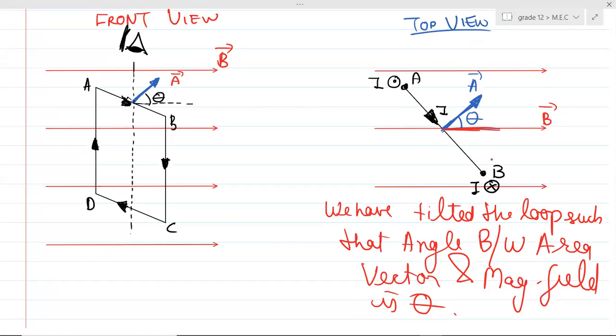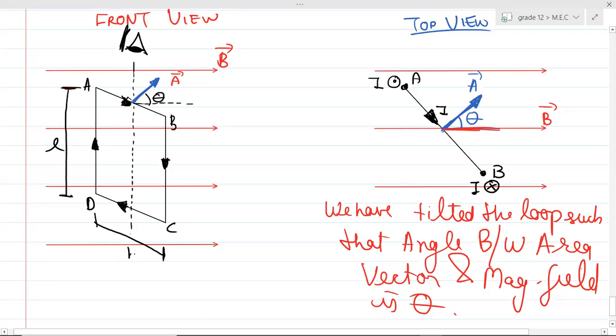Guys, please can you tell me, what is the length of this? Hello? What is the length of this? This length is L, and this length is B. So basically the wire AB which you are seeing is of length B, okay? So AB is equal to B.